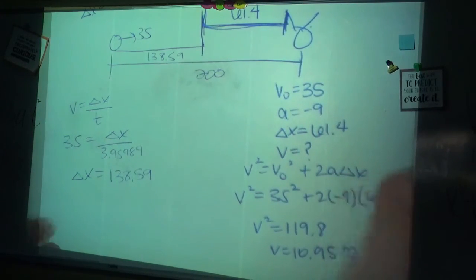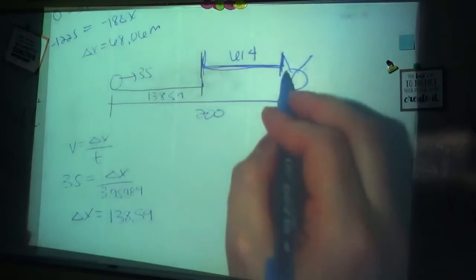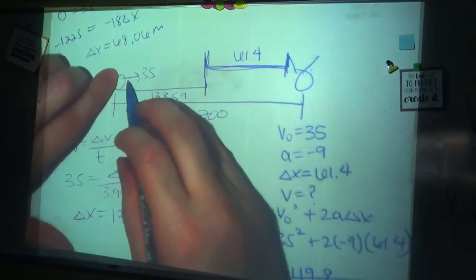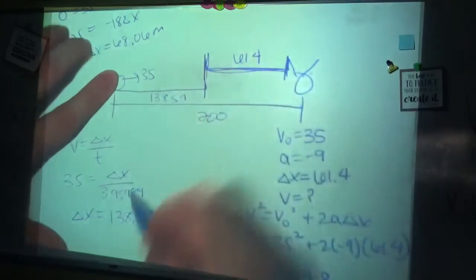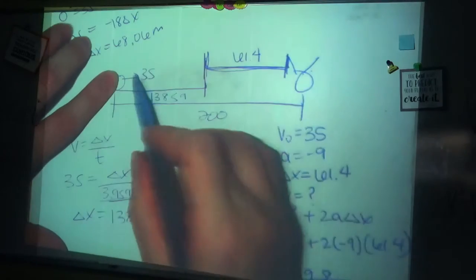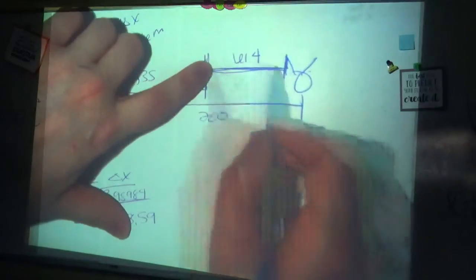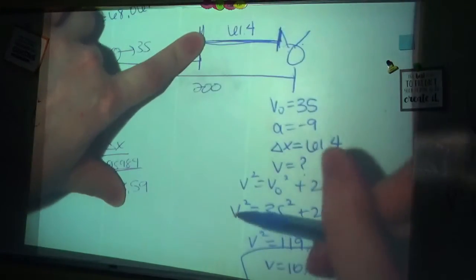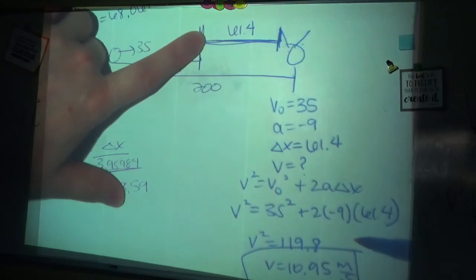meters per second. So that would be the velocity that he hits the deer with if he was going at this speed for the reaction time of 3.95, because he would have this distance until he hits the deer, so find the velocity after that distance. Okay.